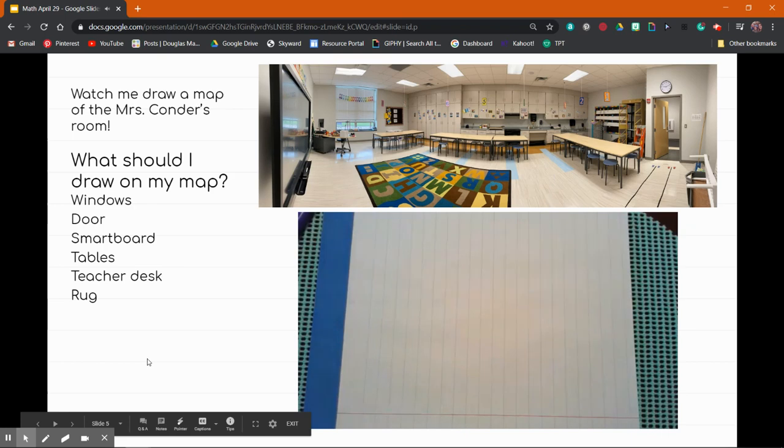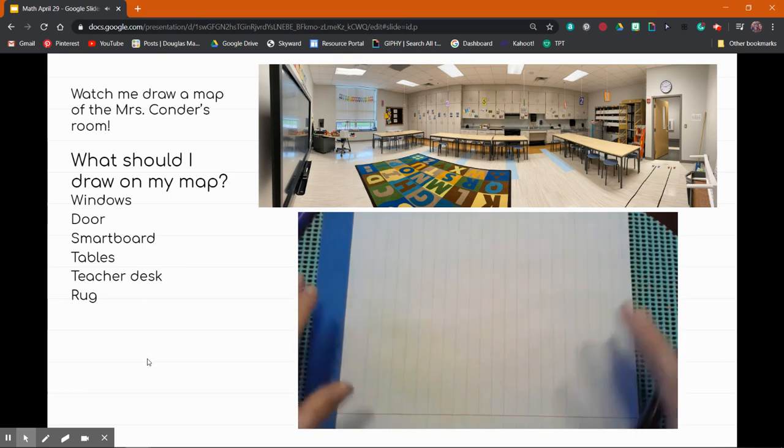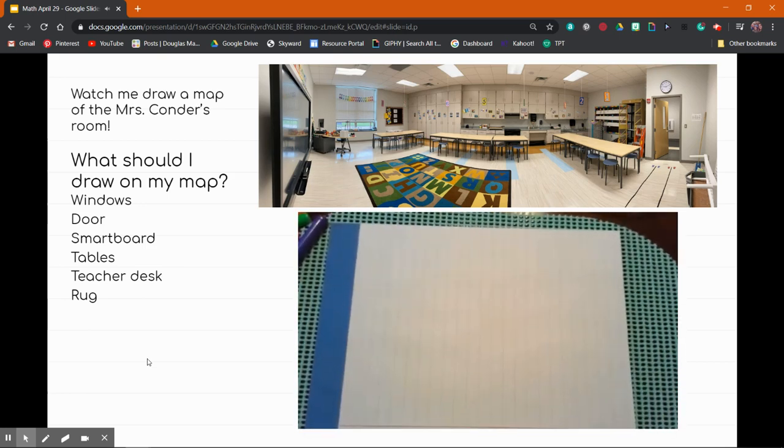Okay, boys and girls, so now it is my turn, and today I'm going to be drawing a map of the art room. Right above the video, you can see the picture of the art room. I was able to go to school today and get some stuff ready for you guys to pick up this week. While I was there, I snuck in the art room and took a picture so that I could use it to make my map today. So there's my picture.